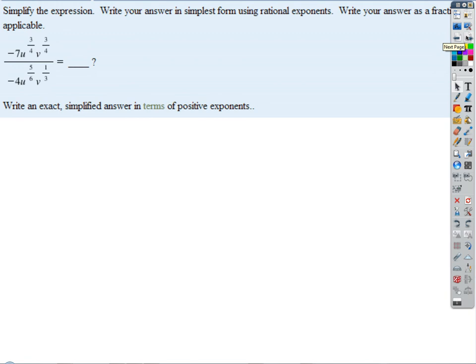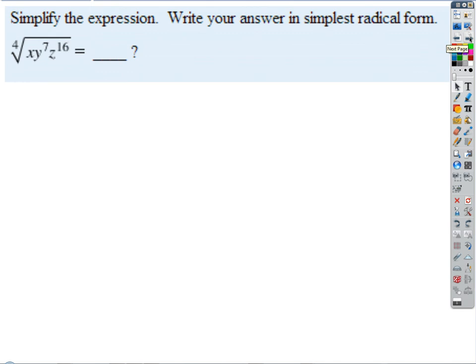Okay, this one, I'm going to put off for just a second because if we have time, we'll come back to it. But we've already done some stuff like this. When I divide like bases, I subtract exponents, right? Okay? This is a good one to review, though.